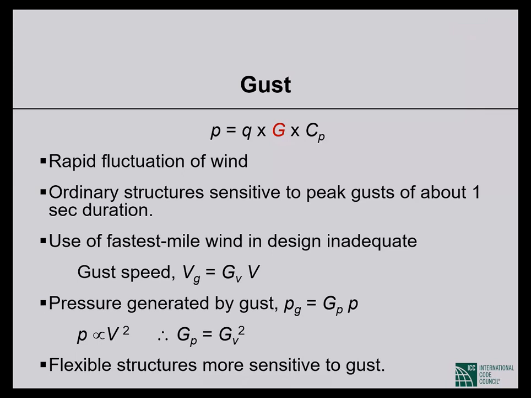Okay, that brings me now, so all the parts of Q have been explained. So we now come to G, the gust effect factor. Gust is rapid fluctuation of wind. Ordinary structures are sensitive to peak gust of about 1 second duration. 1 second.